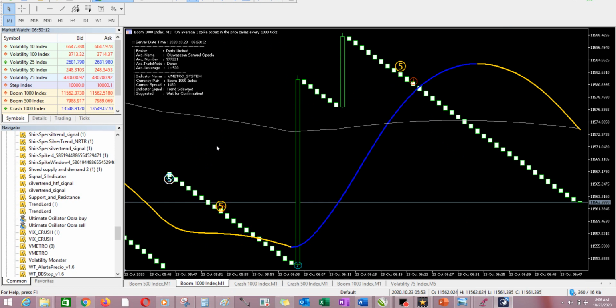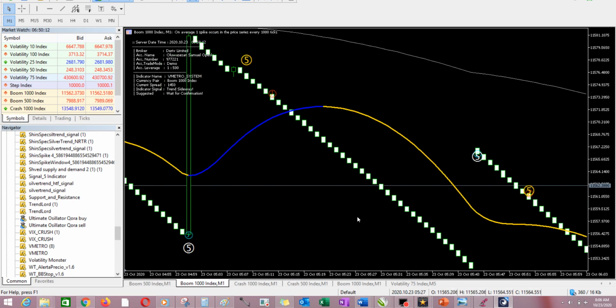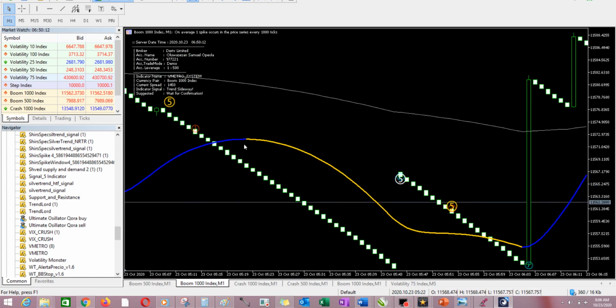I'll be using the signal indicator for Boom 1000. For Boom 1000, as you can see, it's more of a downtrend than an uptrend. You can see the yellow line. The yellow line shows that it's in a downtrend.